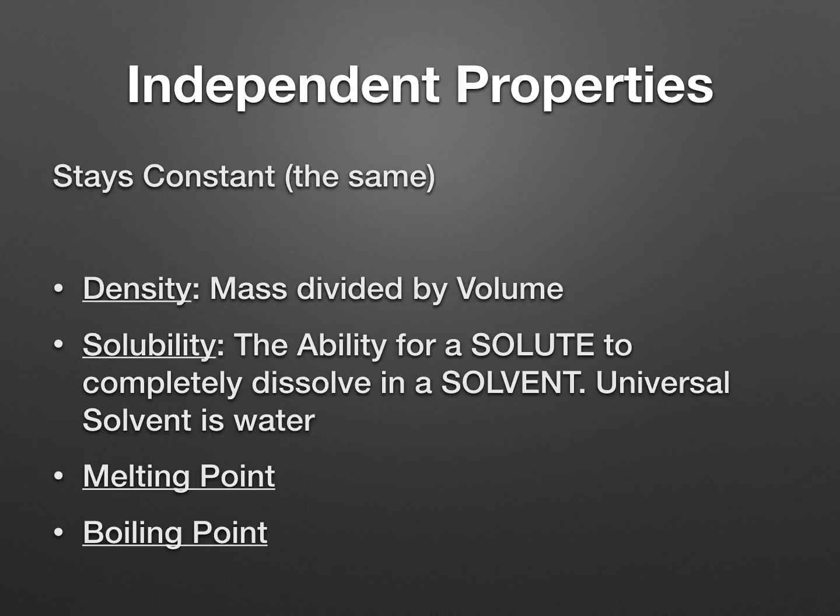The things about this are the things that never change. These stay the same. No matter if you have 60,000 tons of water or if you have 6 tons of water, all of it will melt at 0 degrees. All of it will boil at 100 degrees Celsius. If something is soluble in water, it will always be soluble in water.